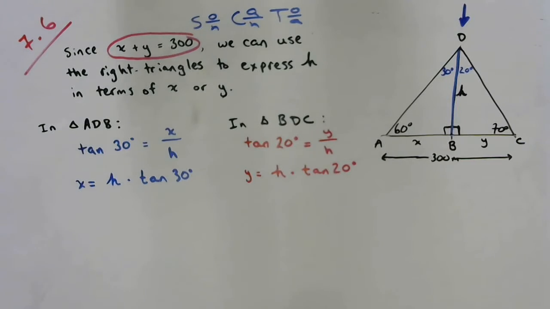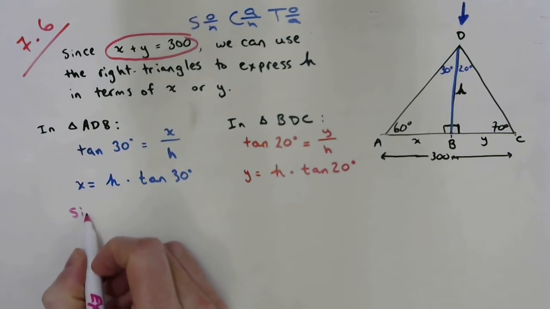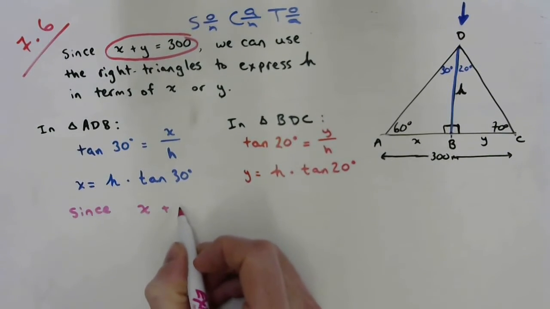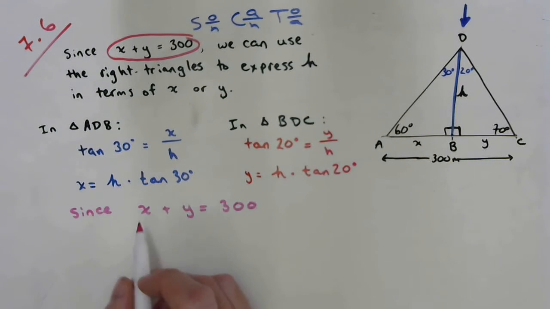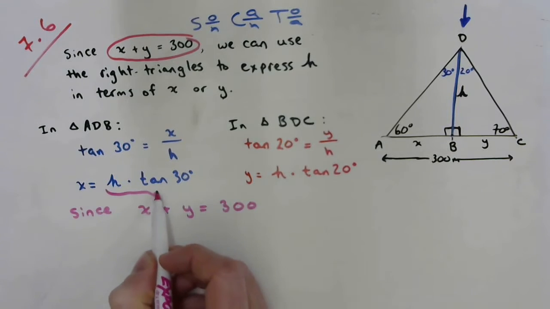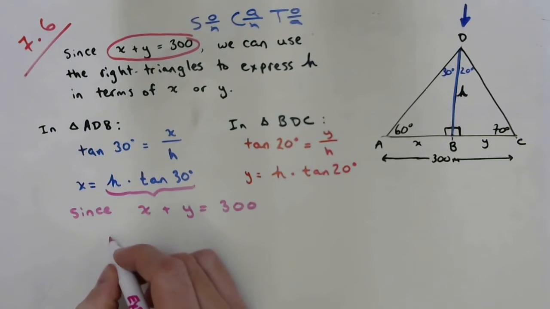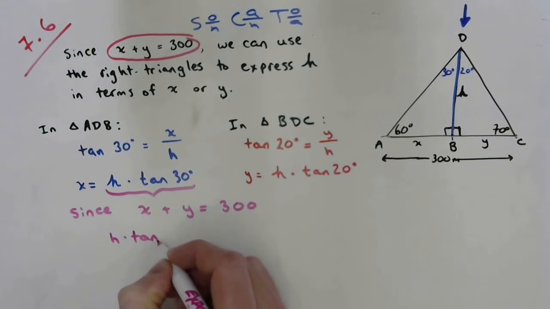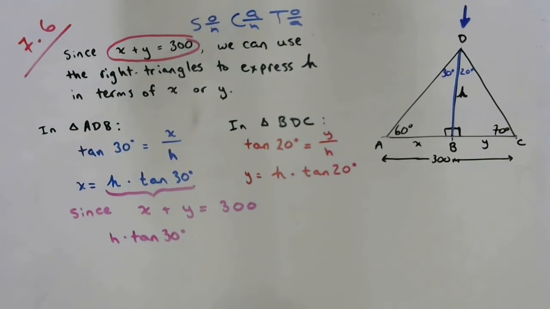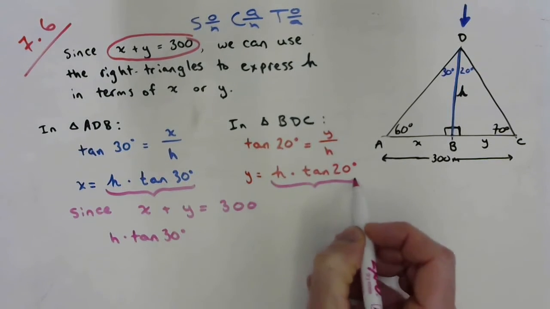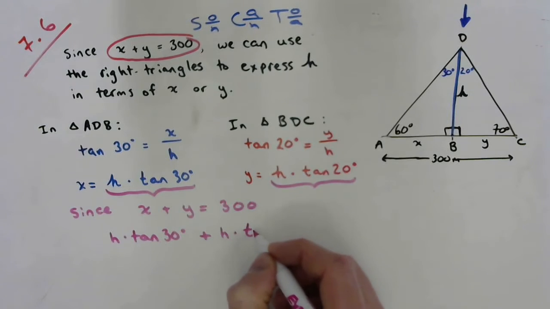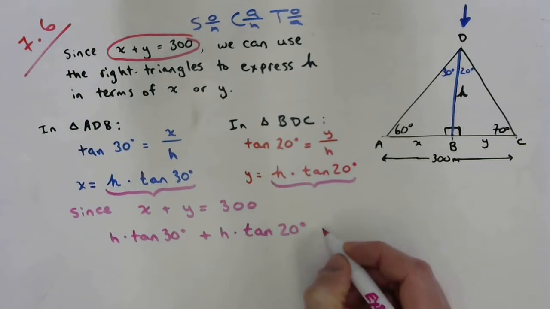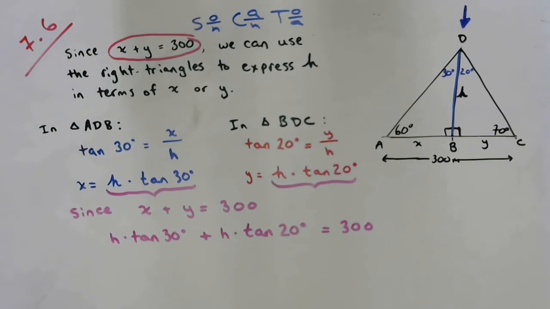Now I'm going to come back and use this other statement that I know. Since x plus y equals 300, I know now that here's an expression for x, h times the tangent of 30 degrees. And here's an expression for y. So add that, h times the tangent of 20 degrees. And that equals 300. What just happened?